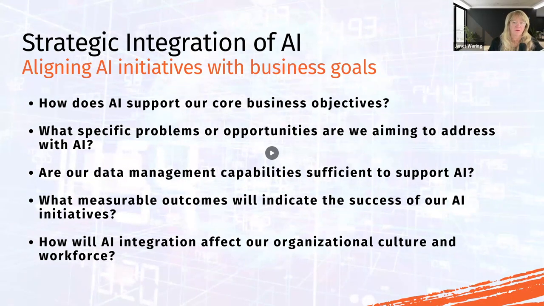What specific problems or opportunities are you aiming to address with AI? So identify the particular challenges or market opportunities that AI can help you tackle. This ensures that AI efforts are focused and relevant. And are your data management capabilities sufficient to support AI? So consider whether you have the necessary data infrastructure. And then what measurable outcomes will indicate the success of your AI initiative? So define clear, quantifiable metrics that will allow you to evaluate the success of your AI projects.